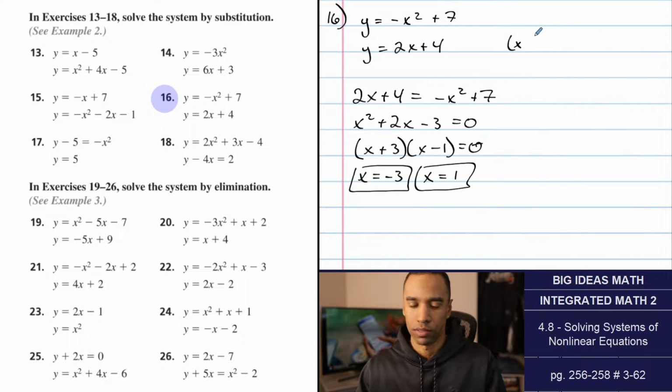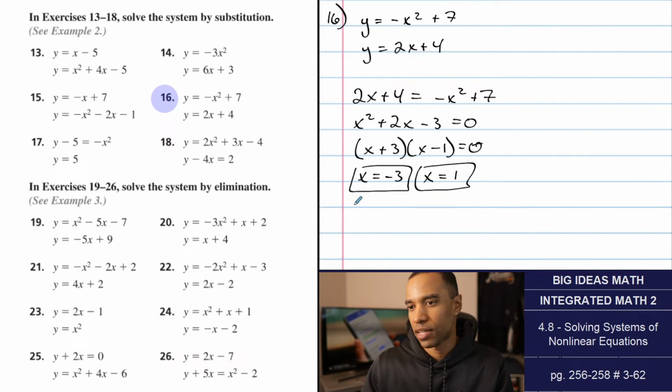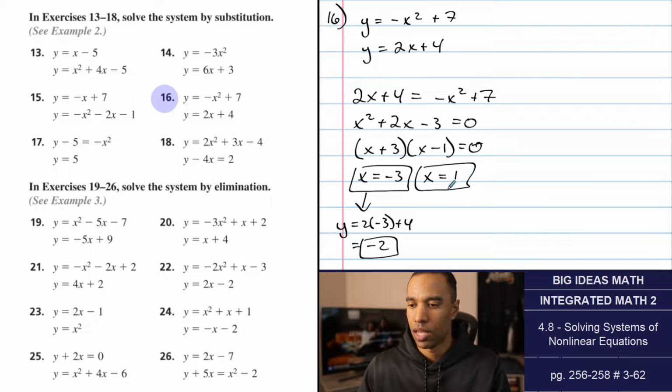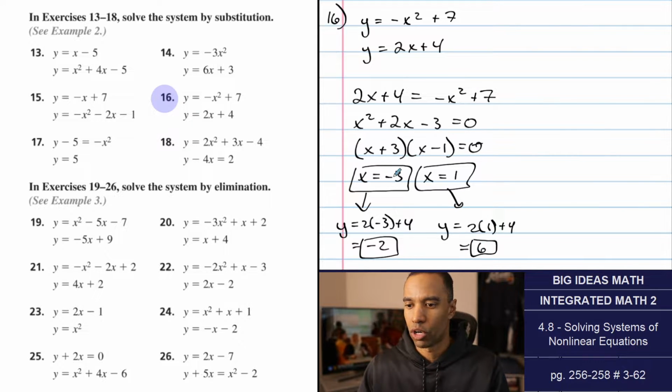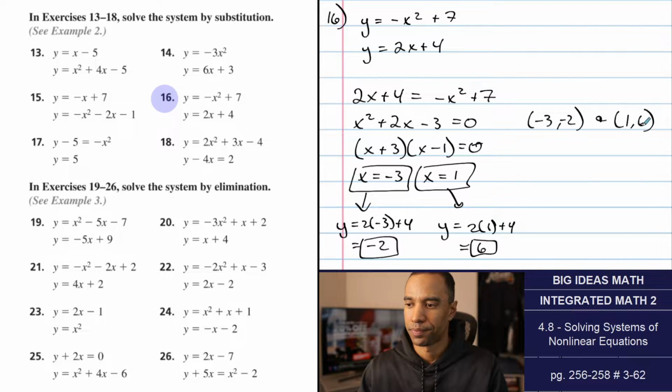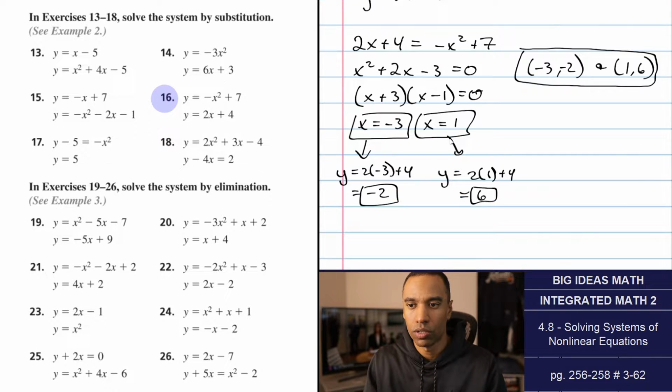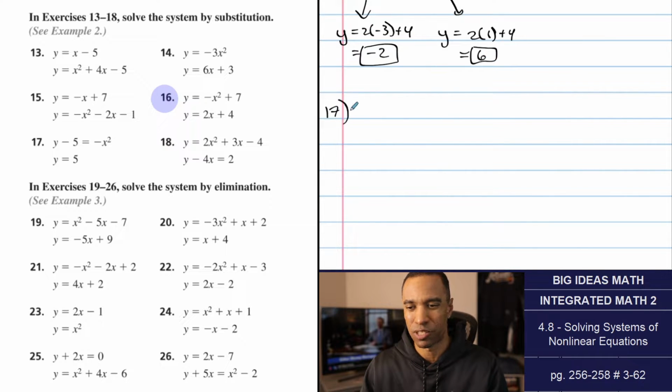Let's proceed downward. If x equaled negative 3, let's use an arrow. Y equals 2 times negative 3 plus 4. I'm going to use the bottom equation. Negative 6 plus 4 is negative 2. And down here, y equals 2 times 1 plus 4, which is 6. So ordered pairs are negative 3 comma negative 2, and 1 comma 6. Another 2-solution case. So I'm expecting maybe a 1-solution case for the next one. One of them should be 1 solution, one should be no solution. That's my little anticipation.